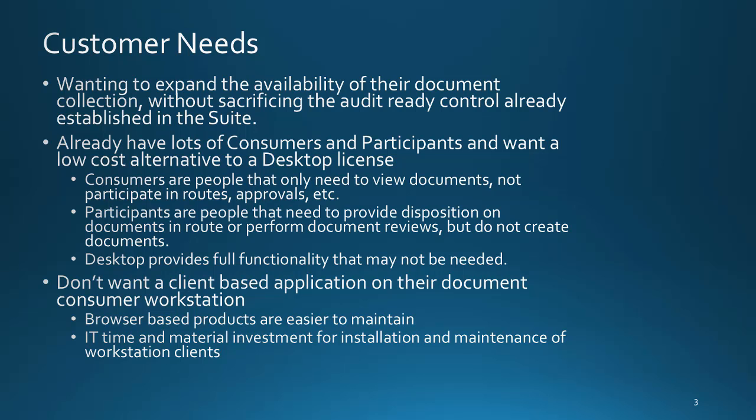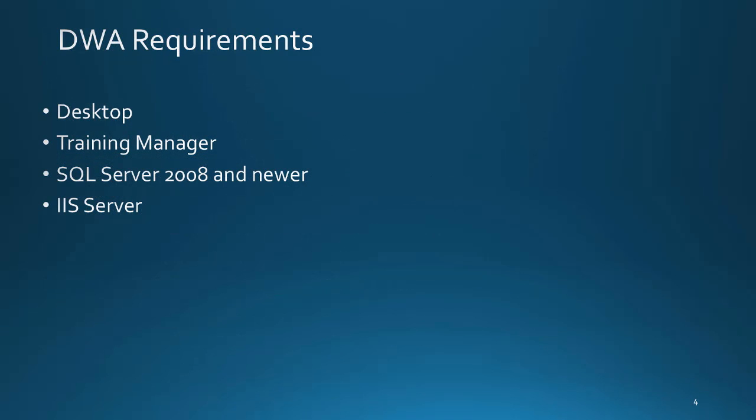In terms of requirements for Desktop Web Access, you'll need the following: a desktop suite system already in place, as DWA gets all of its information from the suite. If you want to use Desktop Web Access to have people view training documents, you'll also need to have Training Manager as a part of your suite. You also need a server for Desktop Web Access to reside upon. In terms of SQL servers, we support anything 2008 and newer.